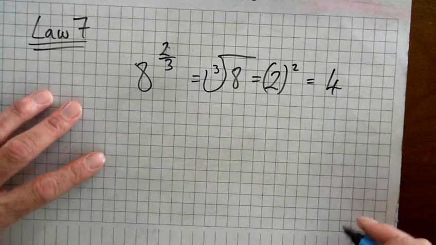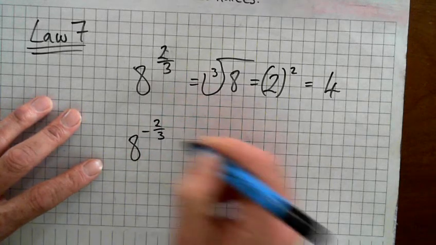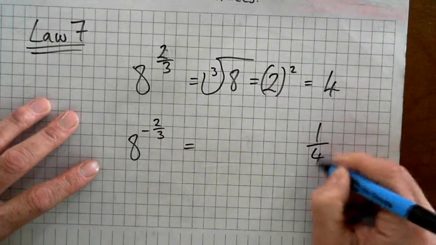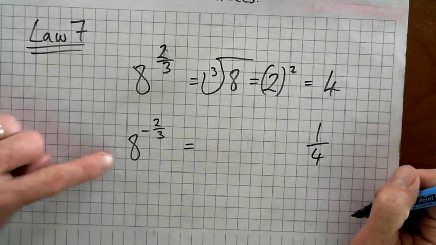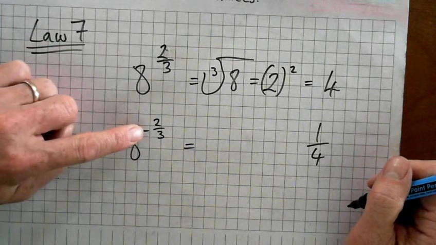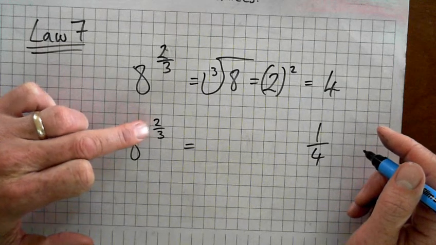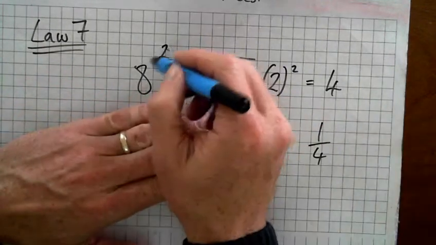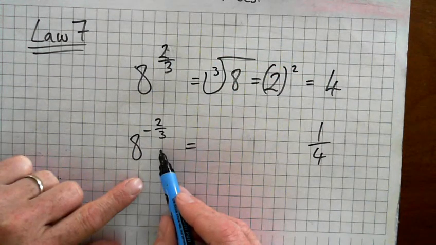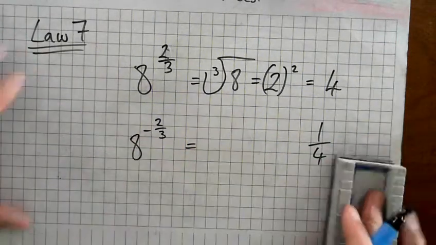Right, so what happens if I write 8 to the power minus 2 over 3? What's the answer? It's 1 over 4. So what's the easiest? If you get a sum, this is law 7, this is law 6. If you get a sum like this with a minus power, first of all, forget about the minus sign. Work it out without the minus sign first. And then what do you do at the end? Put a 1 over it.